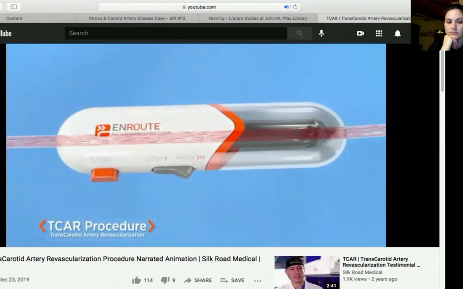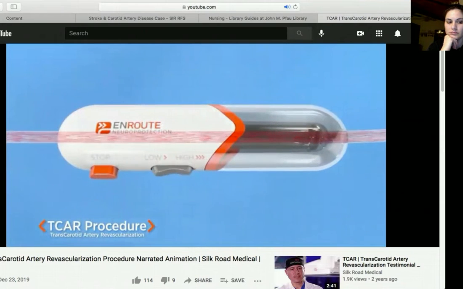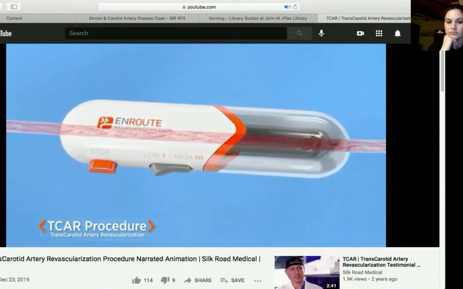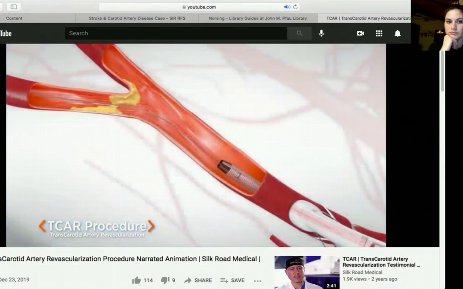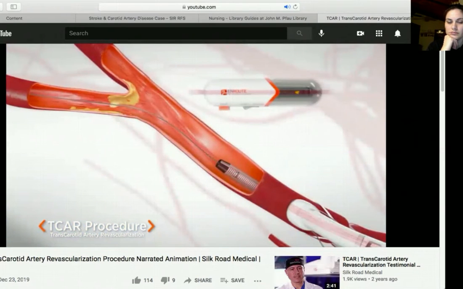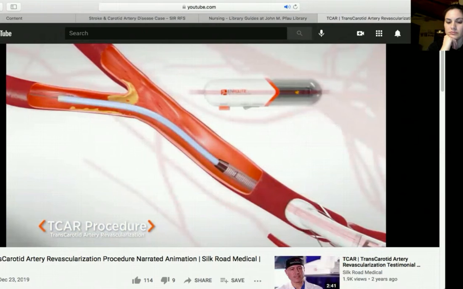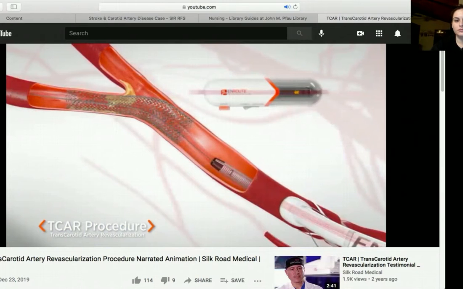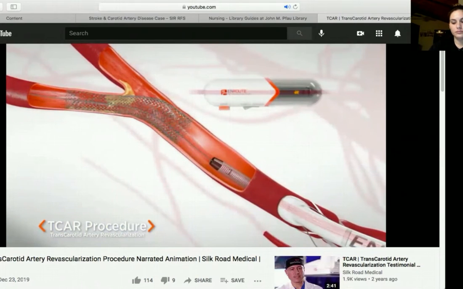The ENROUTE transcarotid neuroprotection system provides operator control over the blood flow rate throughout the procedure. With flow reversal established, predilation of the lesion is performed, sizing the balloon 1:1 with the diameter of the internal carotid artery. The conformable ENROUTE transcarotid stent is then placed to stabilize the plaque against the wall of the artery and minimize the potential for a future stroke. Balloon catheters can also be used to further expand the stent when appropriate.